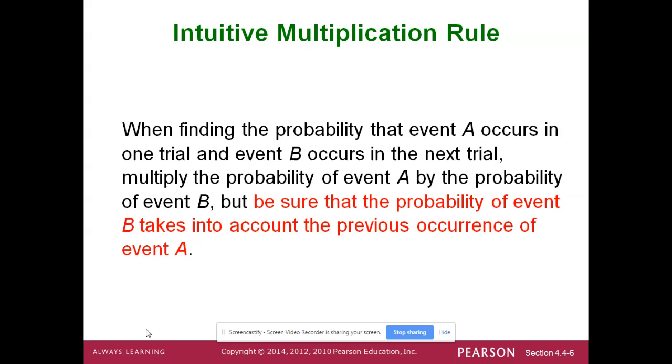When we're talking about this, we're finding the probability of event A occurring in one trial, and then event B occurring in the next one. We're going to multiply those probabilities together, but we have to be sure that the probability of B takes out the previous occurrence of A. Okay? If they're dependent, A is going to affect it. If they're independent, A is not going to affect it. So our probabilities are a little easier to do when they're independent events. So make sure we're taking into account whether A affected B.